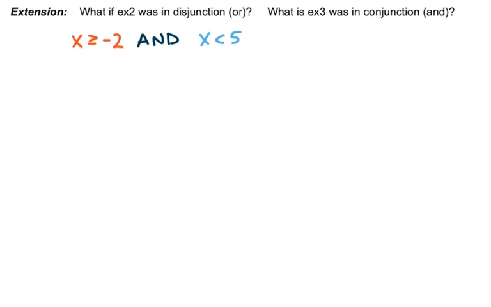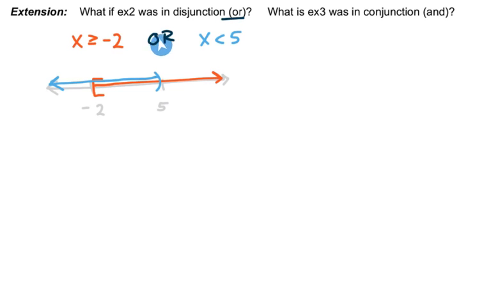So for example 2, we had x is greater than or equal to -2 and x is less than 5. I'm going to take that and, we'll cross that out, and we're going to change that to read or. What would that look like if we tried to shade and graph that? So -2 and 5, greater than or equal to -2, we're shading to the right, less than 5, we shade to the left of 5.